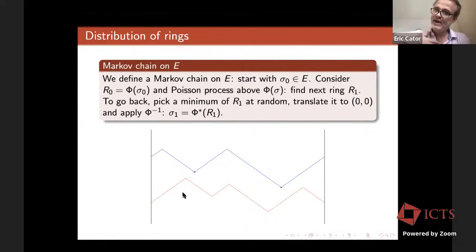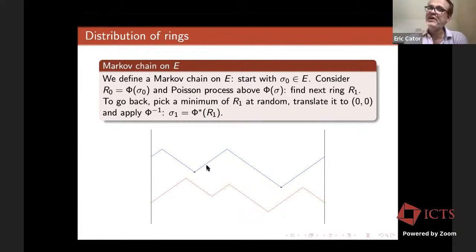And then I create the Poisson process above this path, above the red path. So here I've drawn 2, and I continue to find Poisson points until the new Poisson point is above one of the points I already found. So at first I find this one, and then I start making this path, and then I find this one, and then I start making that path, and then the path closes, and that's it. Then you get the new ring, R1.